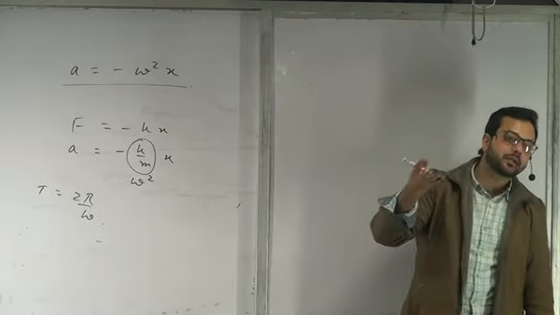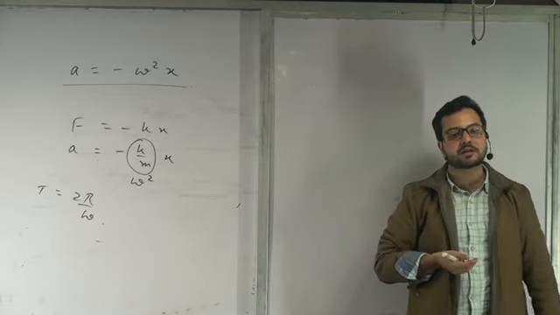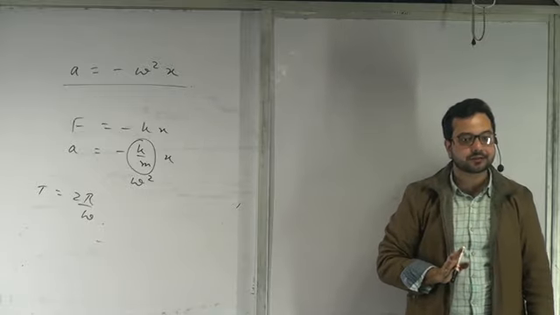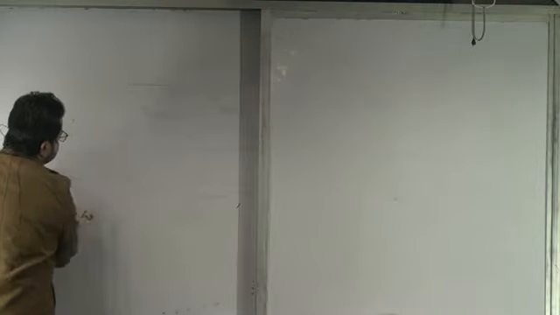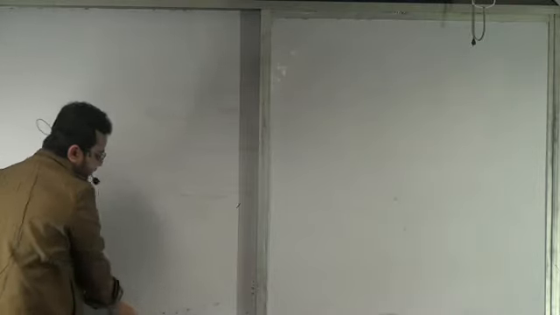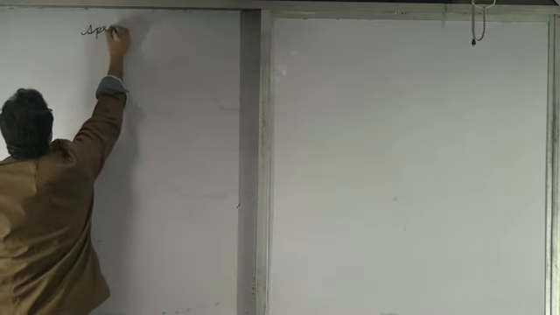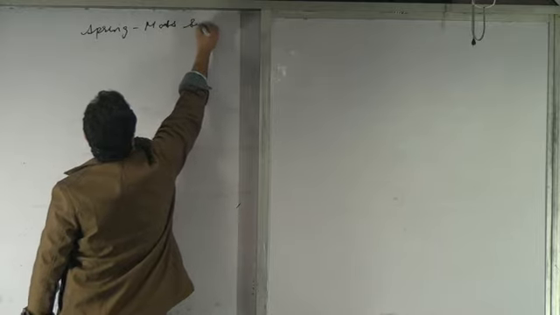Later on we'll find better methods of finding the time period. We'll look at the energy method and some other things. But for now, we're going to stick to the basics. Is that clear? Let's find the time period of the simplest thing you can get, and that is a spring mass system. So we need to find the time period of a spring mass system.